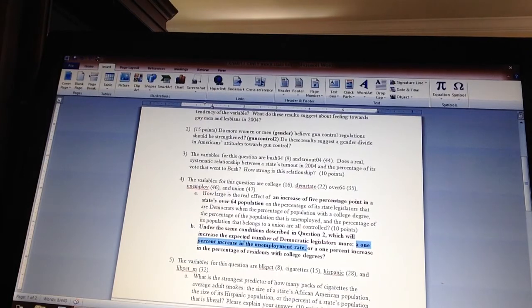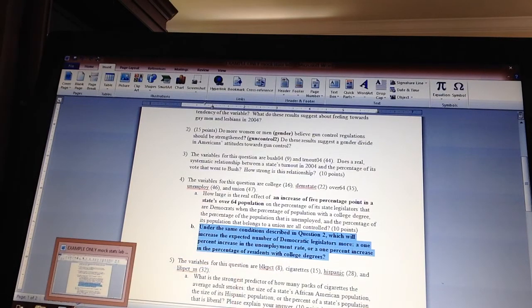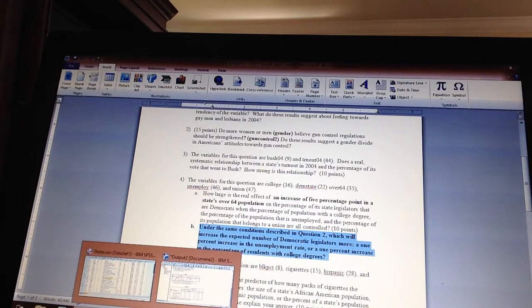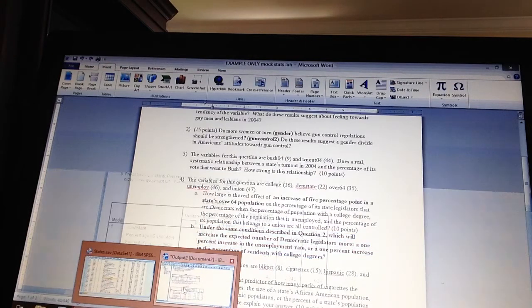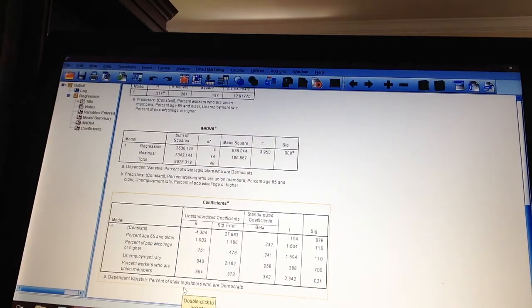All right. Under the same conditions described in question 2, which will increase the expected number of Democratic legislators more? A 1% increase in the unemployment rate or a 1% increase in the percentage of residents with college degrees? Let's go through and ask. So we want to compare the unemployment rate independent variable to the percent residents with college degrees independent variable. Well, let's go to the unemployment rate, okay?